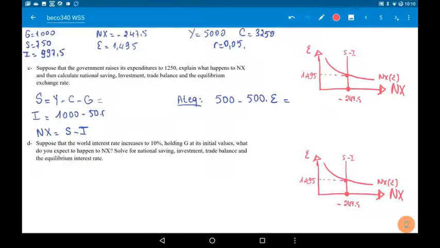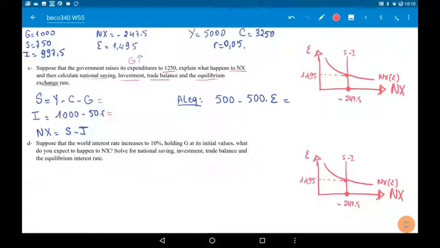Question C. Suppose that the government raises its expenditures to 1,250. Explain what happens to NX, then calculate national savings, investment, trade balance, and the equilibrium exchange rate. So I forwarded the results from question B. Also, the rules we'll be using.